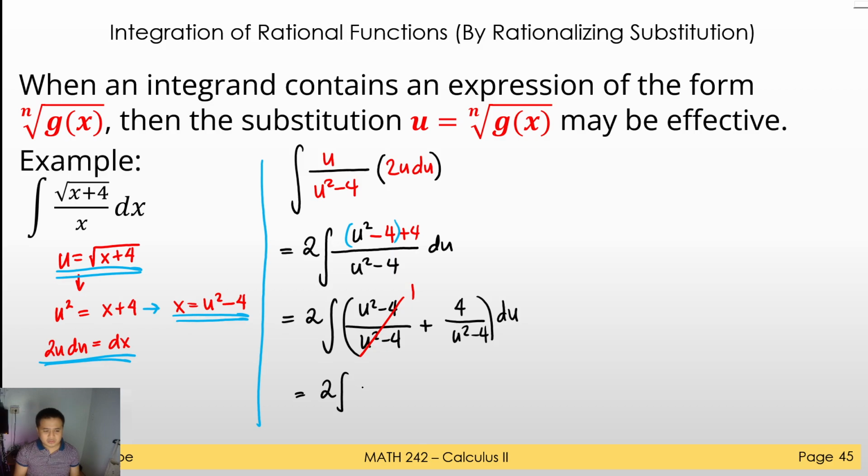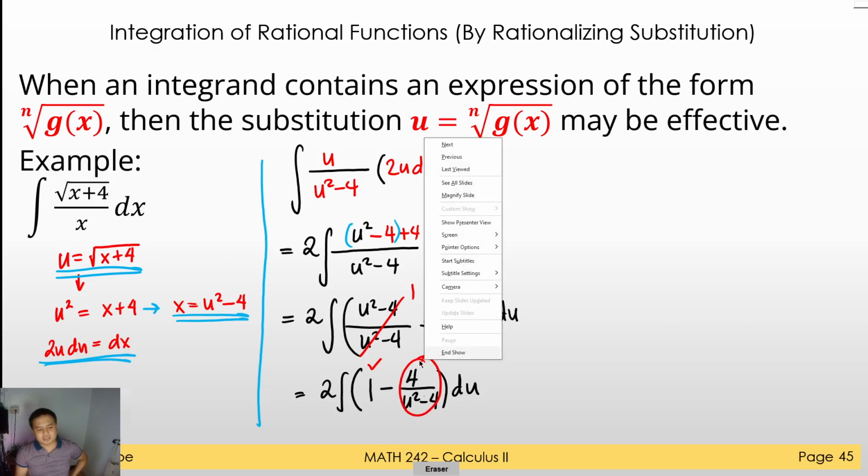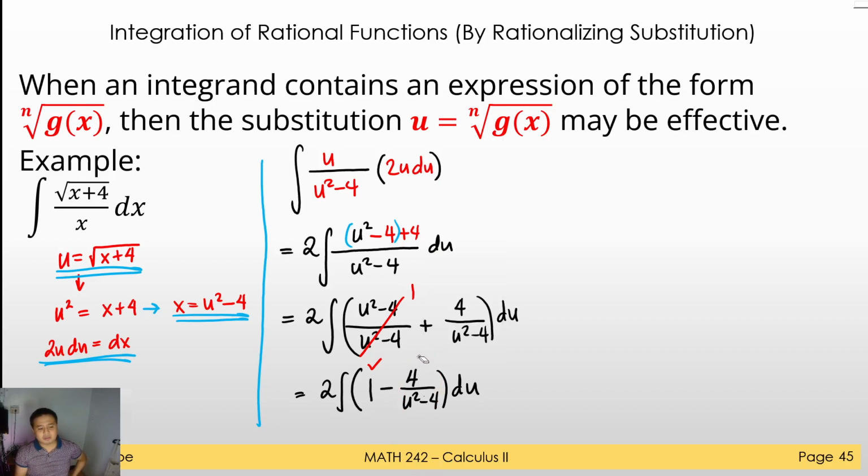So this will be just, actually not yet, we have to use partial fraction. So 1 minus 4 over u squared minus 4, du. This one is integrable already, but this one is not. So you have to use integration by partial fraction. Okay, so let me just integrate this first.